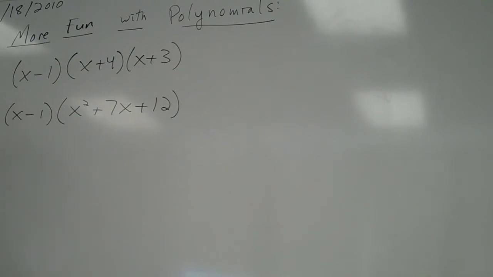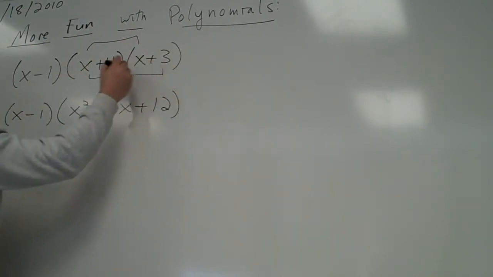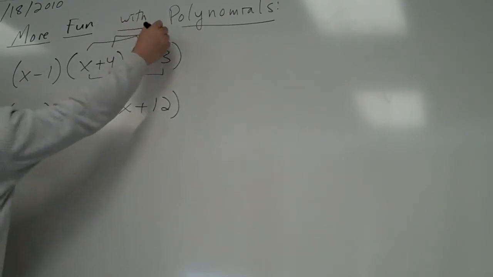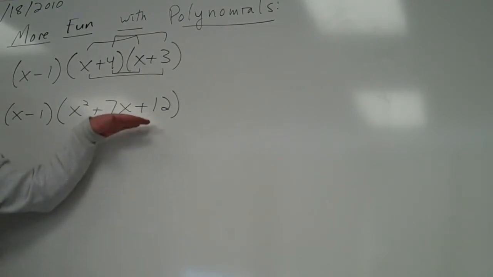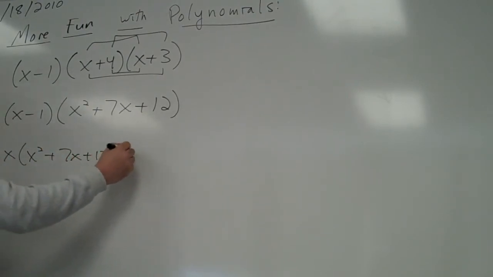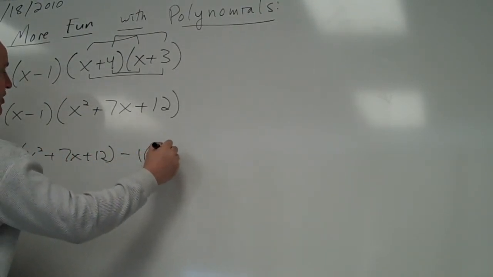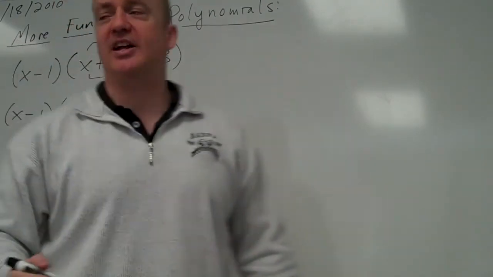How'd you get 7 though? If I foil this, I'm going to get x squared, outer plus 3x, inner plus 4x, last plus 12. Plus 4x plus 3x is plus 7x. Oh, I see. So I'm not showing that step because we've done enough of that. Now from here, I would do the same thing. I would say x times everything in this trinomial, minus 1 times everything in this trinomial. And I'll pause here for a moment for reflection.